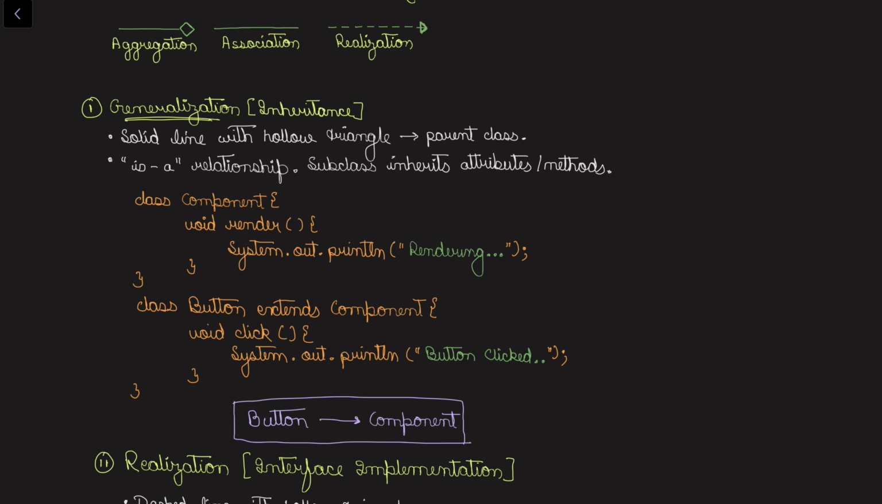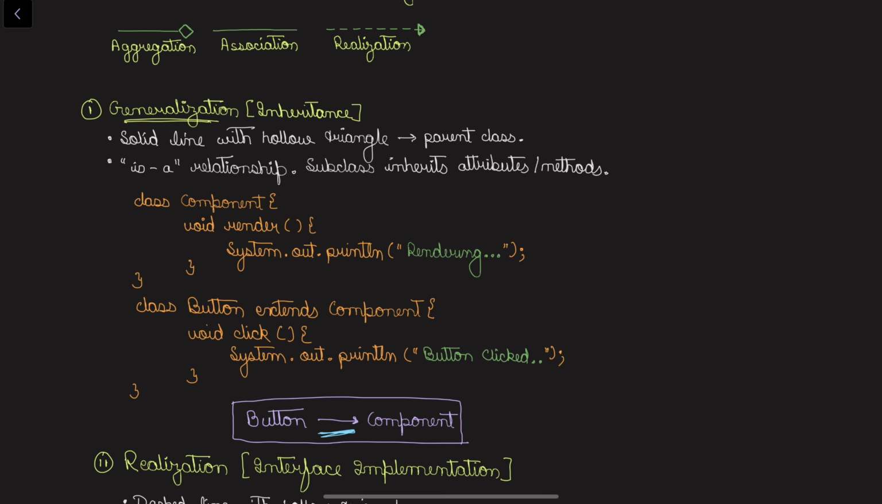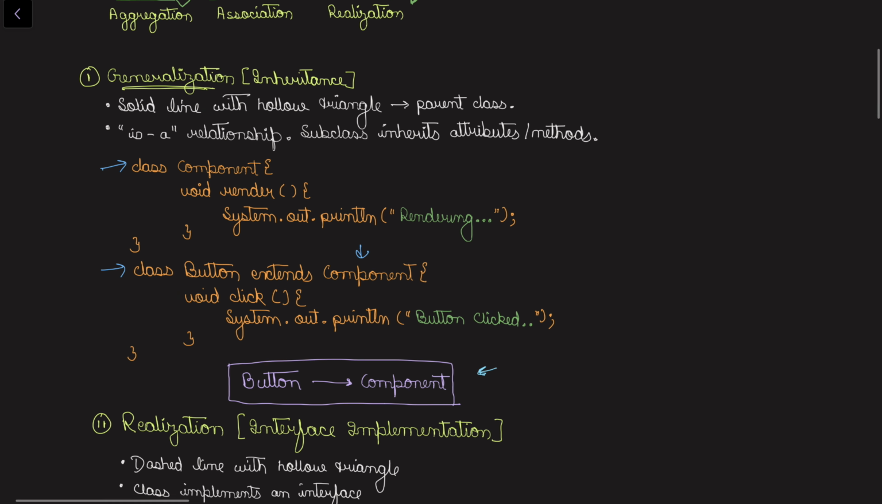The first one is generalization, which means inheritance. Whenever we are inheriting, we use this term generalization. How do we depict generalization? There will be a solid line with a hollow triangle. Can you see this? Solid line with this hollow triangle. It is a relationship where the subclass inherits attributes and methods. You can see here we have the class Component and we have the class Button. So Button extends Component. This is the notation that we are using for generalization. I hope this is clear. Generalization means simple inheritance.